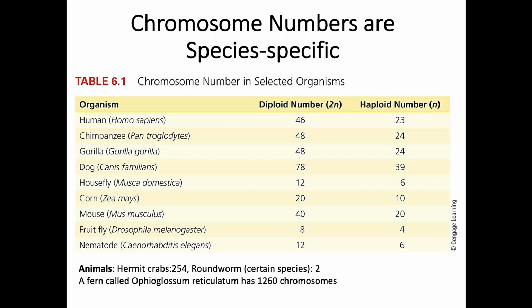Different organisms have different numbers of chromosomes. This table lists the chromosome numbers in selected organisms. Animal chromosome numbers range from 254 in hermit crabs to 2 in a species of roundworm. There is a kind of fern with a very complicated name, but it has more than 1,000 chromosomes. Humans have 46, and chimpanzees have 48. And yes, potatoes also have 48 chromosomes.